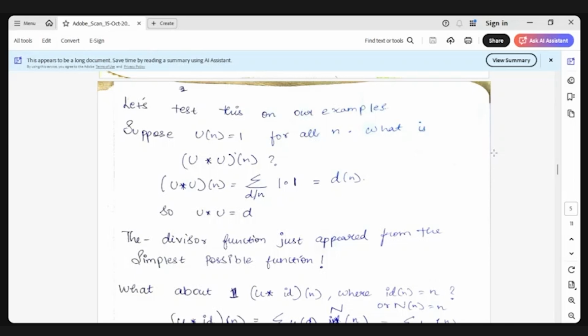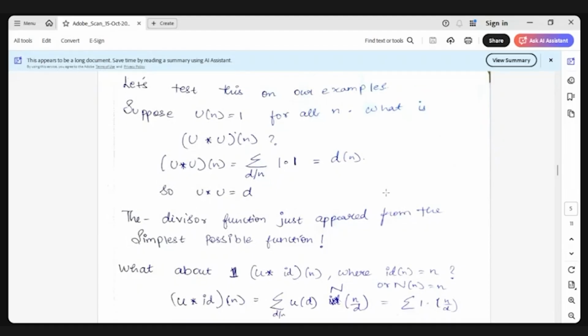So in that way, the number of ones that it is going to give me is nothing but the total number of divisors that I'm going to get. So u star u is going to give me the total number of positive divisors. Okay. So the divisor function just appeared from the simplest possible function, that is u.